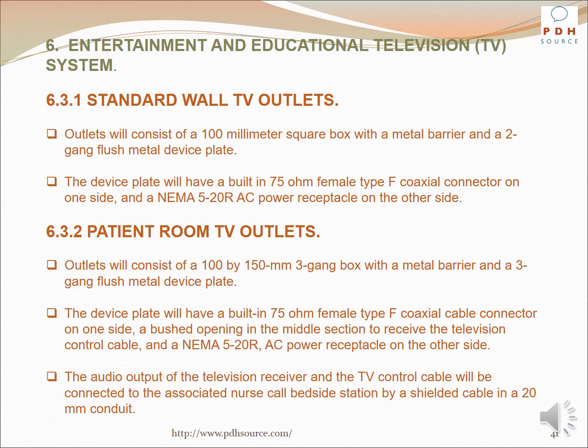In patient room TV outlets, outlets will consist of a 100 by 150 millimeter 3-gang box with a metal barrier and a 3-gang flush metal device plate. The device plate will have a built-in 75 ohm female type F coaxial cable connector on one side, a bushed opening in the middle section to receive the television control cable, and a NEMA 5-20R AC power receptacle on the other side. The audio output of the television receiver and the TV control cable will be connected to the associated nurse call bedside station by a shielded cable and a 20 millimeter conduit.